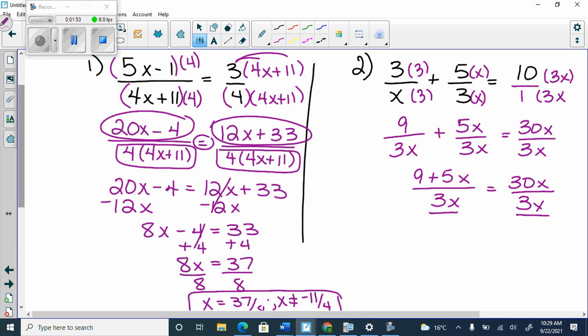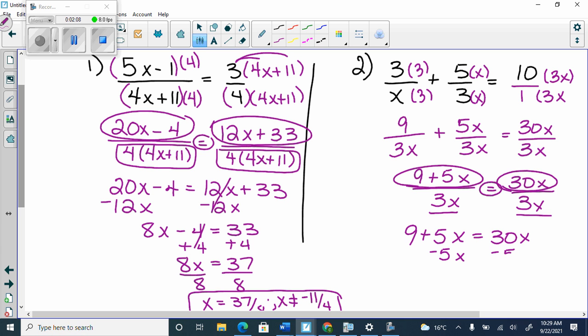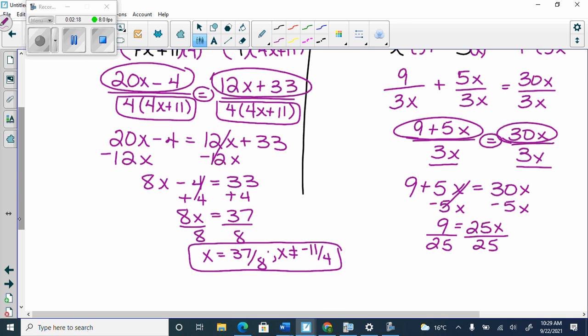Now if this denominator equals this denominator, after this step I can say, okay, then this numerator must equal this numerator. And I get 9 plus 5x equals 30x. Subtract 5x. 9 equals 25x. And I divide by 25. X equals 9 over 25. And I have to follow behind with x can't equal 0, which is fine because it doesn't match it, and we're golden. I'm giving you 2 more.